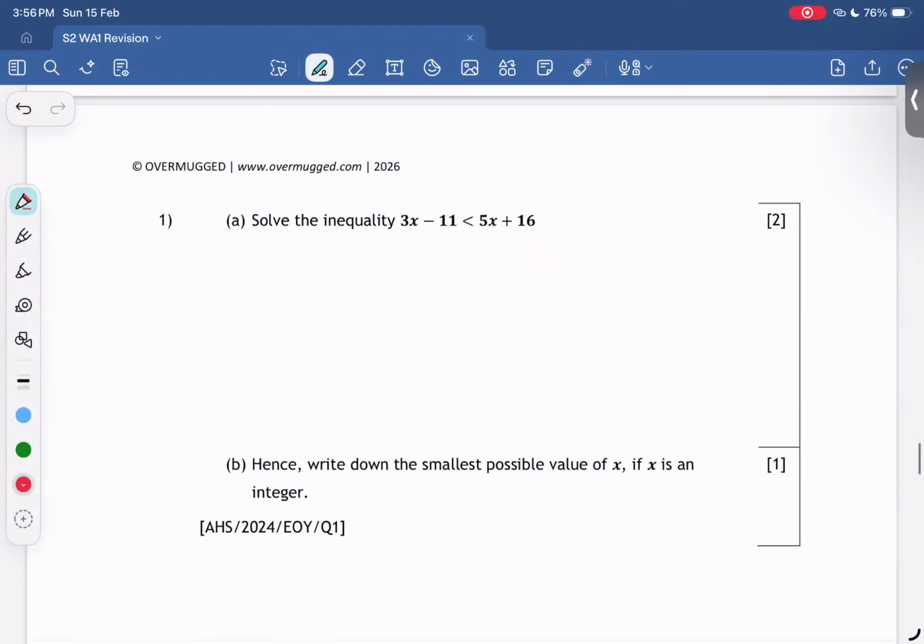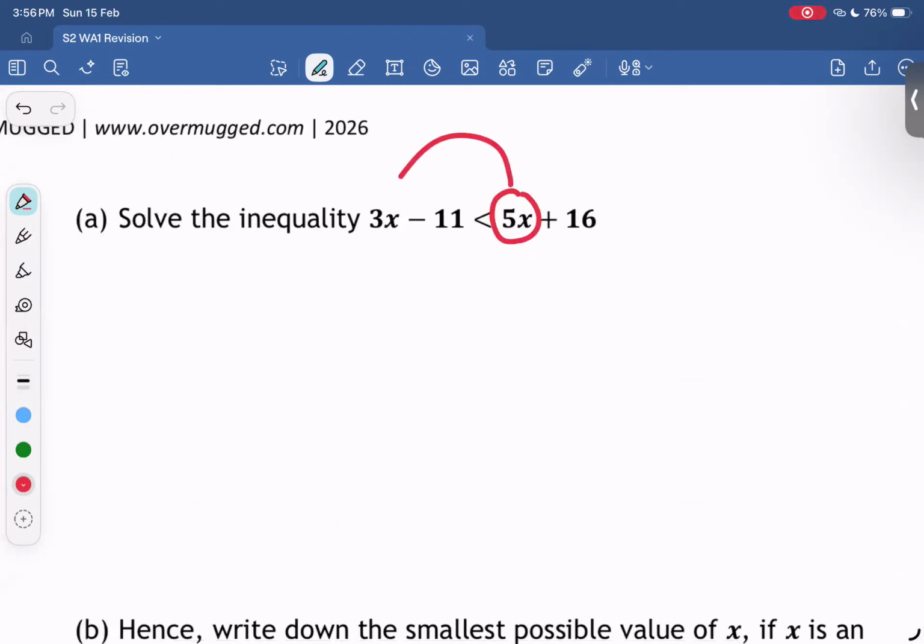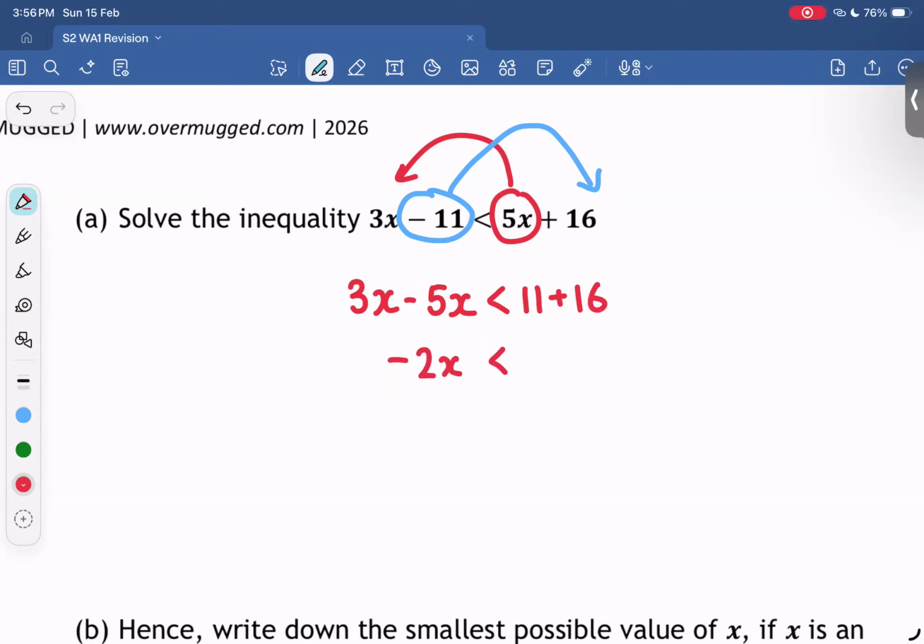So I will shift my algebra. I've got 5x over here, let's bring it over to the other side. So 3x minus 5x. Then I've got this negative 11 being a busybody on the left-hand side. We will bring him over to join his friend, number 16. I will keep the inequality the same. When I'm moving things around, the inequality doesn't change. The inequality sign only changes when I times or divide by a negative number. So now my negative 11 will become 11, and it will plus 16. So I will have minus 2x being less than 11 plus 16, which is 27.